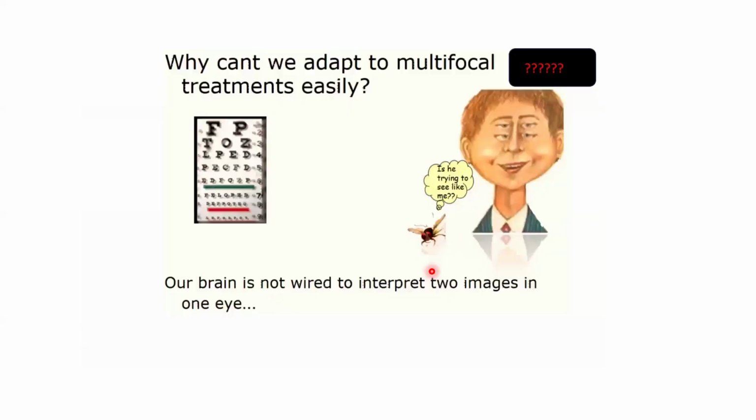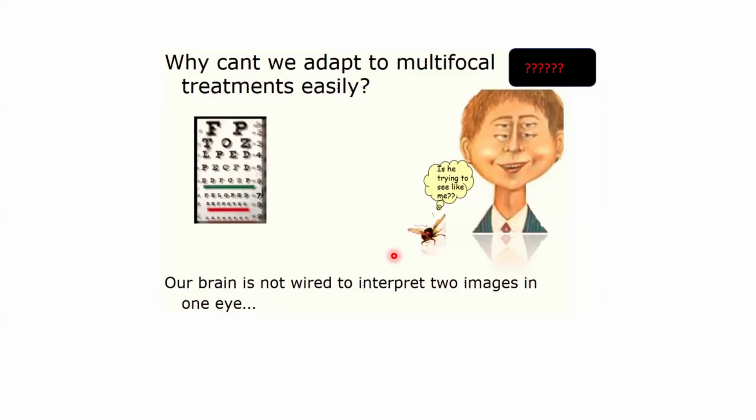So why can't we adapt to multifocal treatments easily? There is a thing which is called interocular competition. Normally, naturally, physiologically, our eyes are used to interocular competition, which is the competition between the right eye image and the left eye image. And that is the whole basis of our amblyopia and visual development and everything.